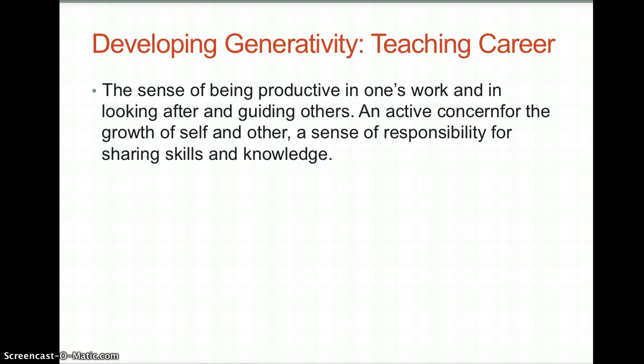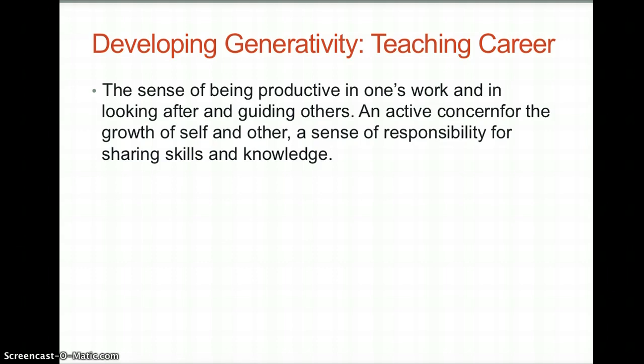And then I want to look a bit at developing generativity. This is in a teaching career. This is adulthood. And this is the sense of being productive in one's work and in looking after and guiding others. It's an active concern for the growth of self and other, a sense of responsibility for sharing skills and knowledge. And this just encapsulates what a successful teaching career is.